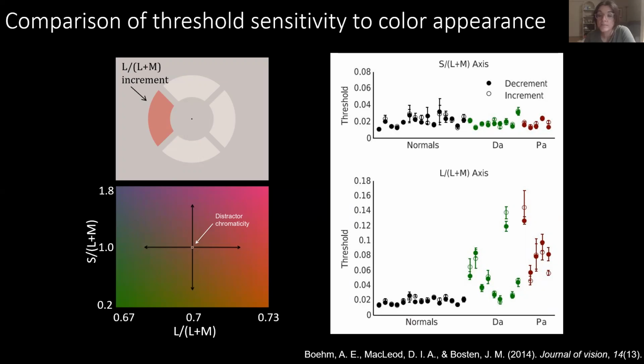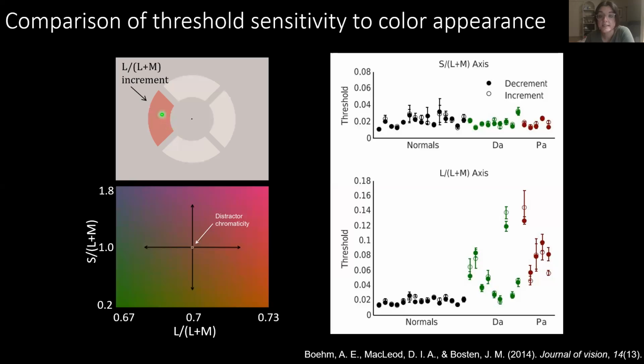So we were interested in comparing the ability of anomalous trichromats to discriminate reddish and greenish colors to what the appearance was above threshold. So first we had observers perform a threshold sensitivity task using a 4-alternative forced choice procedure where subjects were asked to identify which quadrant of the stimulus shown here appeared different in chromaticity.